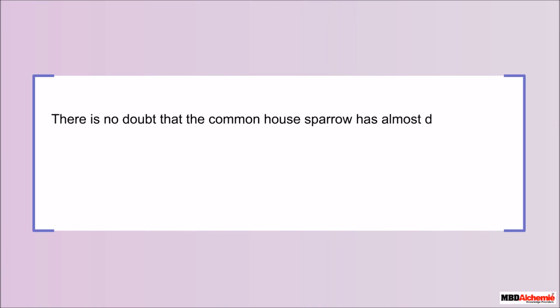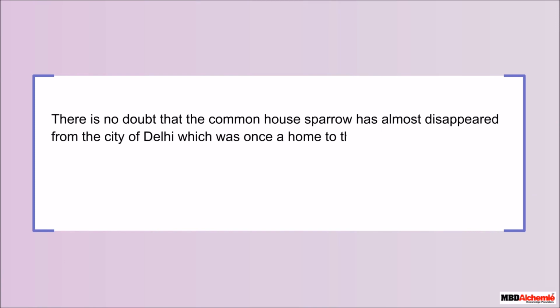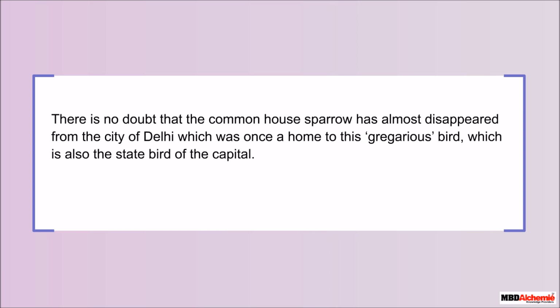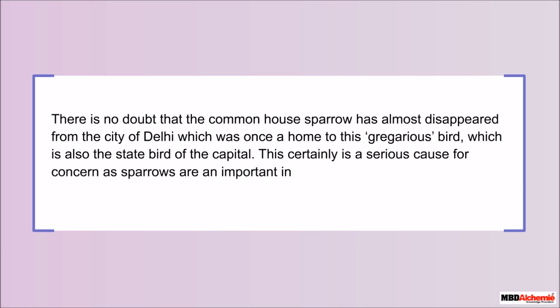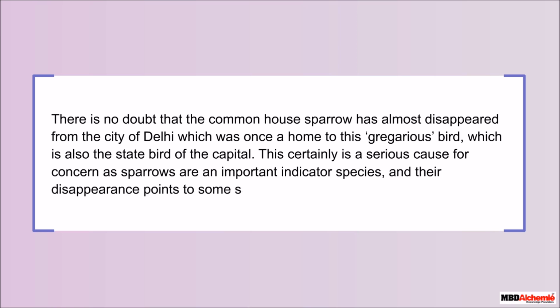Let's look at the screen and skim through the given passage. There is no doubt that the common house sparrow has almost disappeared from the city of Delhi, which was once home to this gregarious bird, which is also the state bird of the capital. This certainly is a serious cause for concern, as sparrows are an important indicator species and their disappearance points to some serious change in our ecology.